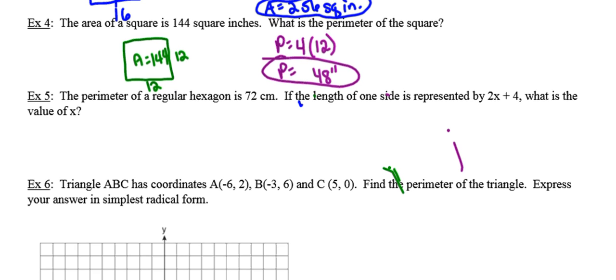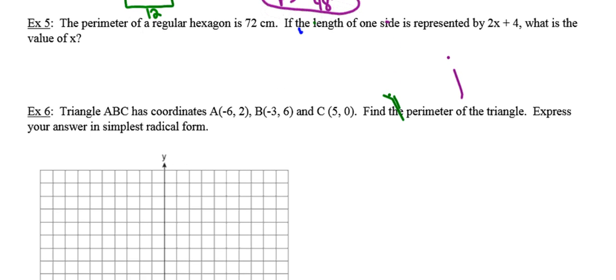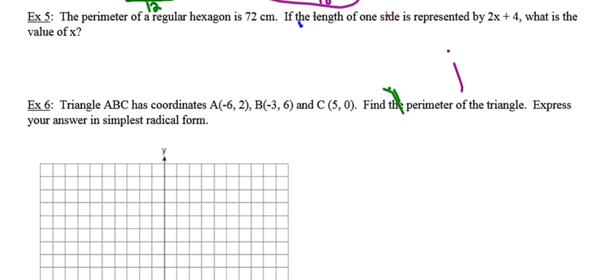Number 5 is a similar question. It says the perimeter of a regular hexagon is 72 centimeters. The length of one side can be represented by the expression 2x plus 4, and they want us to determine the value of x. So I know that we found the perimeter of this hexagon by taking the 6 sides and multiplying it times the length of one side, or 2x plus 4.